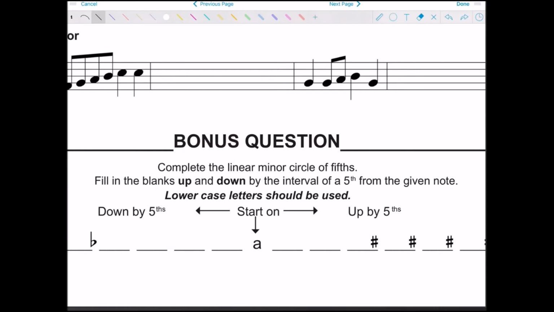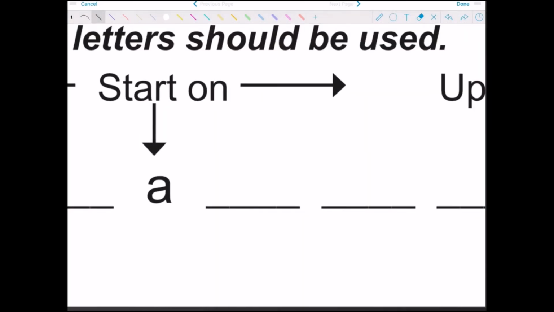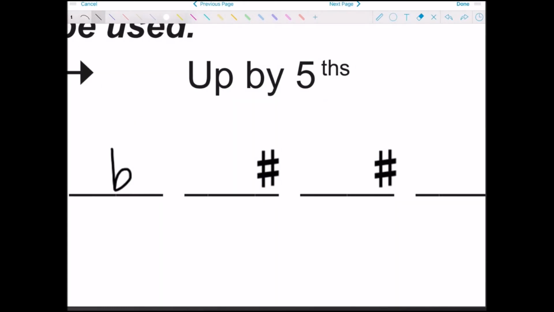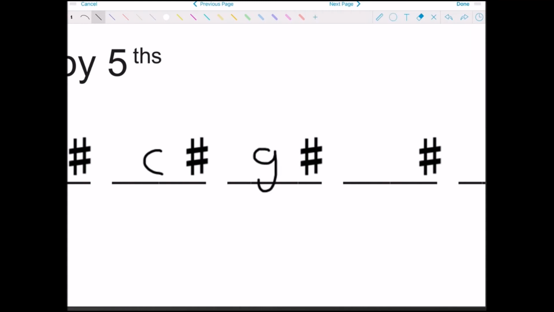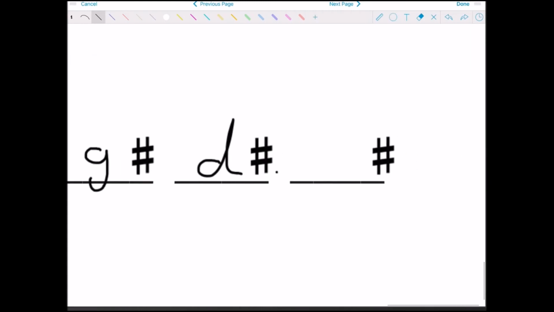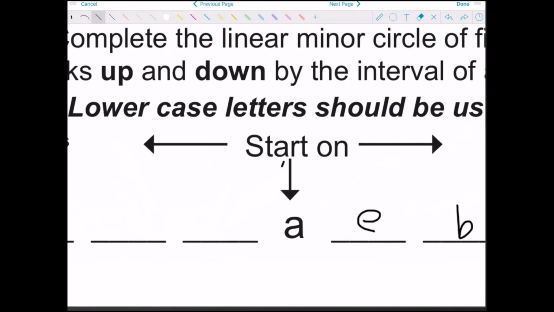If you remember the silly sentence, fat cats go down alleys eating bugs. Here we are just starting on alleys. So all we're going to do is say eating bugs. And then fat cats go down alleys. We started on A, we ended on A. Now we're going to go in the opposite direction.